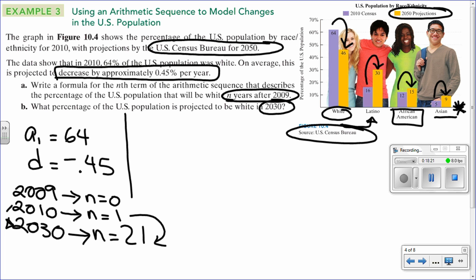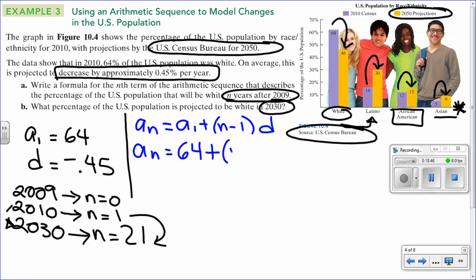Okay, so now let's answer part A first, which is come up with the general formula. To find any term, we need the first term, and then we're going to add n minus 1 times the common difference. So in this case, for any term, we'll need the first term, which is 64, plus n minus 1, the common difference, which is negative 0.45. So then we can use that formula. This is a valid answer.